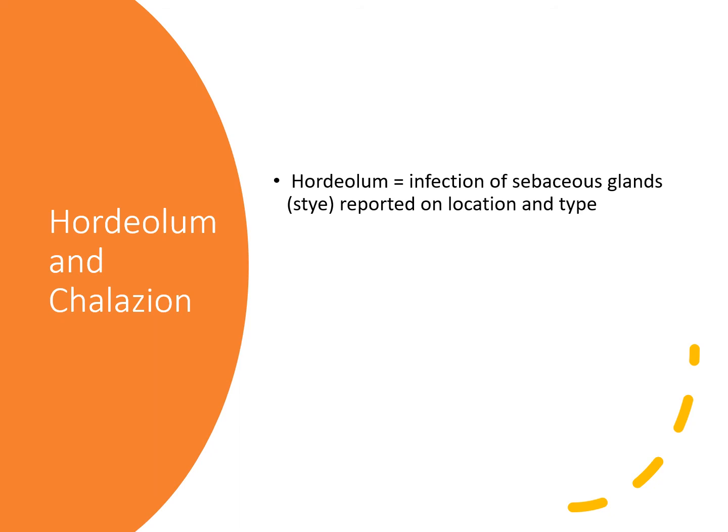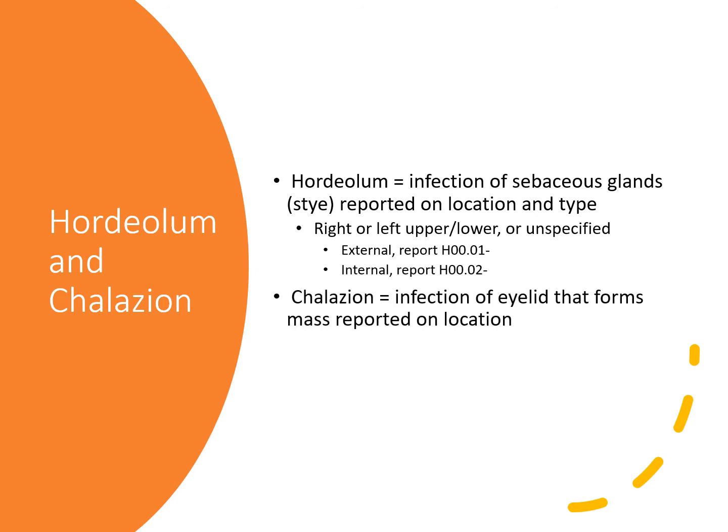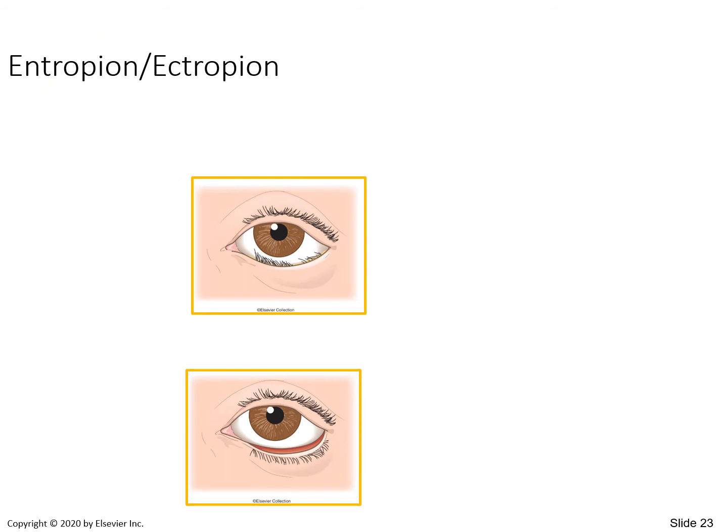A hordeolum is infection of a sebaceous gland, a stye. It's reported on location and type, right or left upper or lower lid, external, internal, and we have more forms of infections of the eye. You can see as well, you have this in your book.